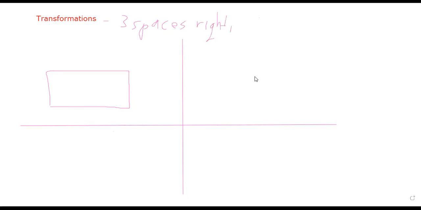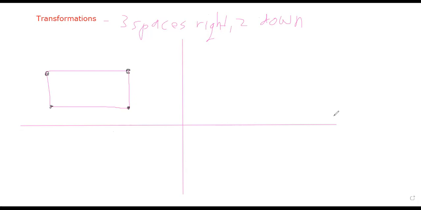Three spaces right and then two down. So remember, I'm moving the entire shape, right? So if I'm moving the entire shape, the easiest way to do it is, just like reflection, you just move each point of the shape the same distance and draw it back over. So say 1, 2, 3, and 4. Alright, so each point again moves 3 spaces to the right and 2 spaces down.